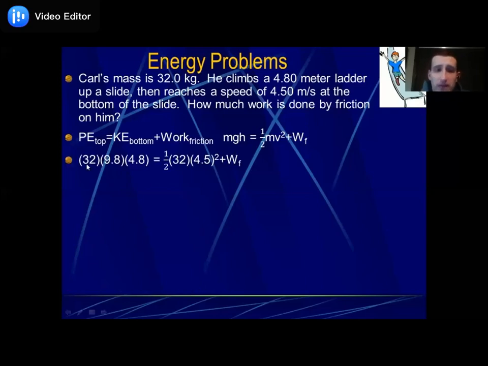Fortunately, we know everything else though, right? We've got mgh for the potential energy. Carl's mass is 32. That was given to us in the problem. We're on the Earth, 9.8. The height of the ladder was 4.8. Put all those together.